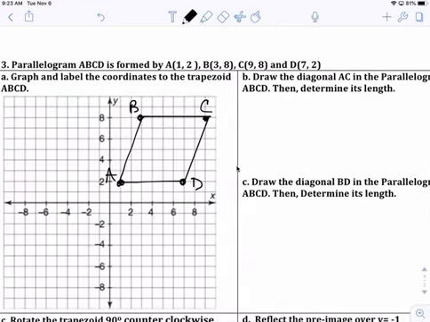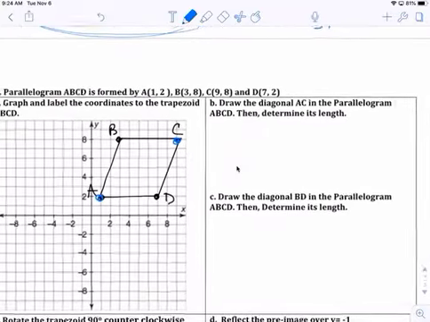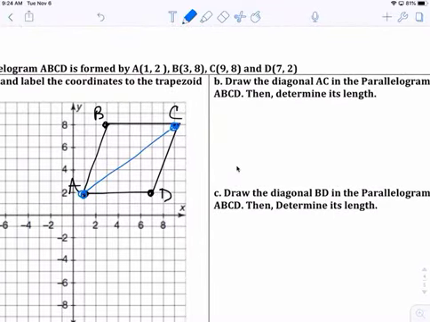All right. Draw diagonal A to C in the parallelogram, then determine its length. Okay, A to C. I'm going to come down like that. The only way I can do this is come down like this. Or I can go across like this. I'll show you it's the same. My length right here is 2, 4, 6, 8. 2, 4, 6. 6 right there.